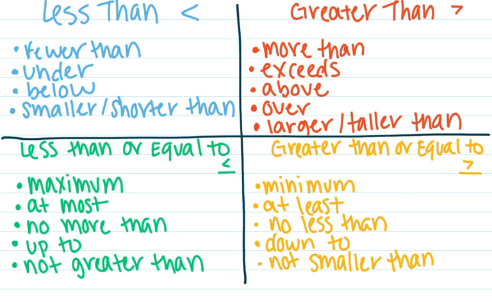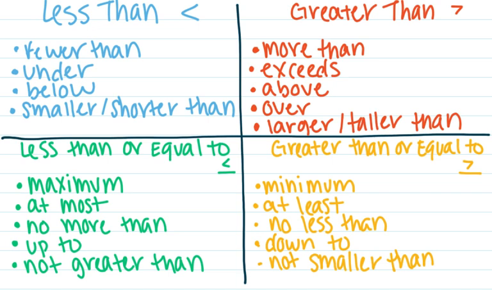Greater than, we have more than, exceeds, above, over, larger, taller than. Those are all words that mean greater than. So again, if my money exceeds $10, that means that I don't have $10. It means that I have more than $10. That I have $10.01 at least, greater than that.